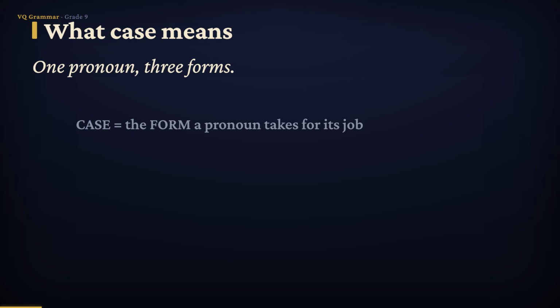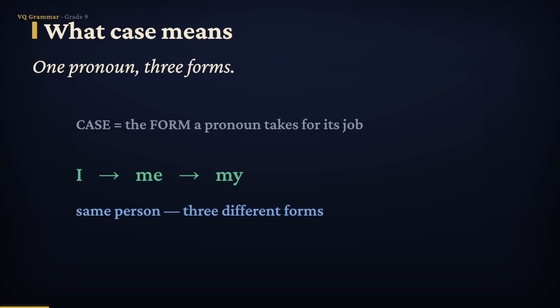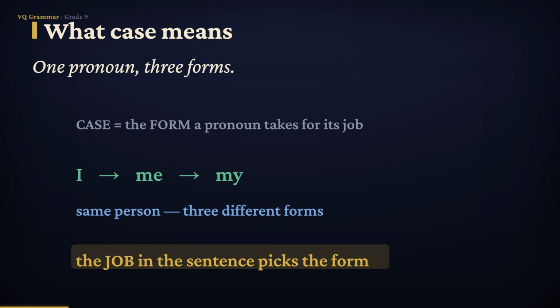The same person can be named 3 different ways. Look, I, me, my. Those all point to the very same speaker, me, myself, yet they look completely different. We'd say, I ran, but give it to me, and that's my coat. Nothing about the person changed, only the job the word was doing changed. And that's the heart of the whole lesson. The job a pronoun performs in the sentence decides which form, which case you reach for. There are exactly 3 cases, so let's take them one at a time.